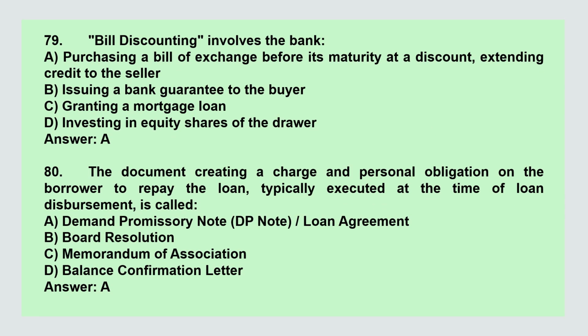Bill discounting involves the bank answer A, purchasing a bill of exchange before its maturity at a discount, extending credit to the seller. The document creating a charge and personal obligations on the borrower to repay the loan, typically executed at the time of loan disbursement, is called answer A, deemed promissory note, DP note, or loan agreement.